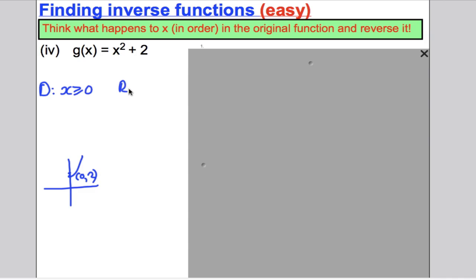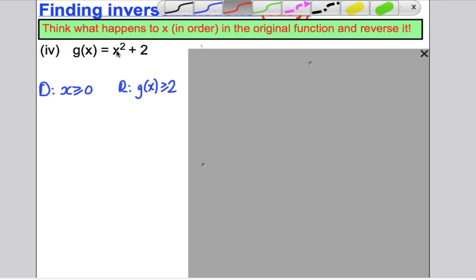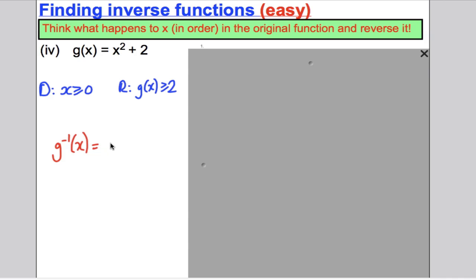In that case, what would the range be? Well, the range would be all the values bigger than or equal to 2. The function can take all the values bigger than or equal to 2, so g of x would be bigger than or equal to 2. Okay, let's think about what the inverse is. The inverse, what's the opposite to squaring and adding 2? Well, the inverse function would be take a number, subtract 2, and take the square root of it.